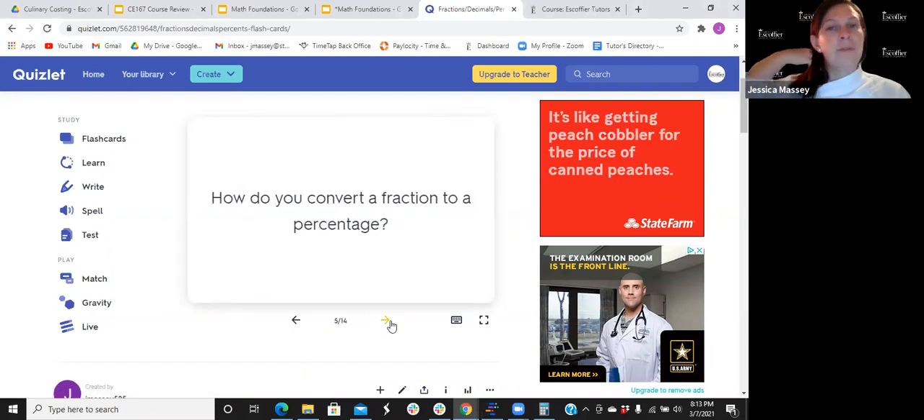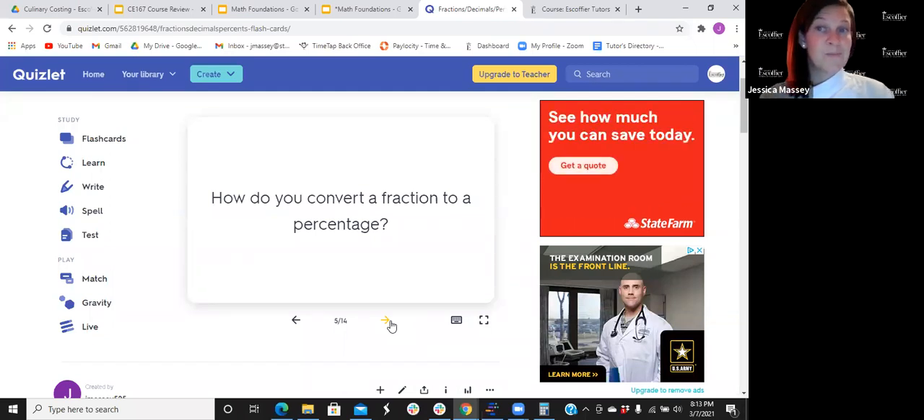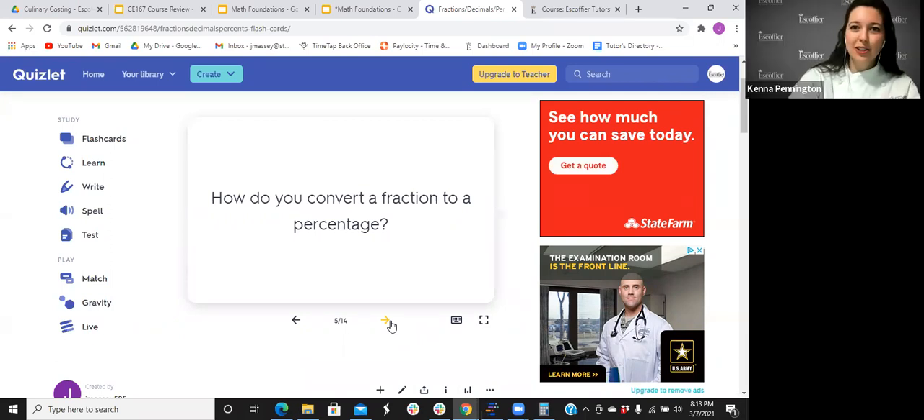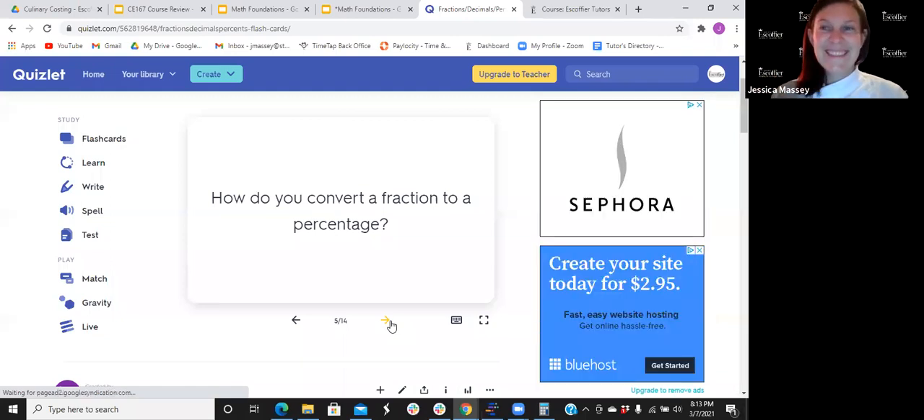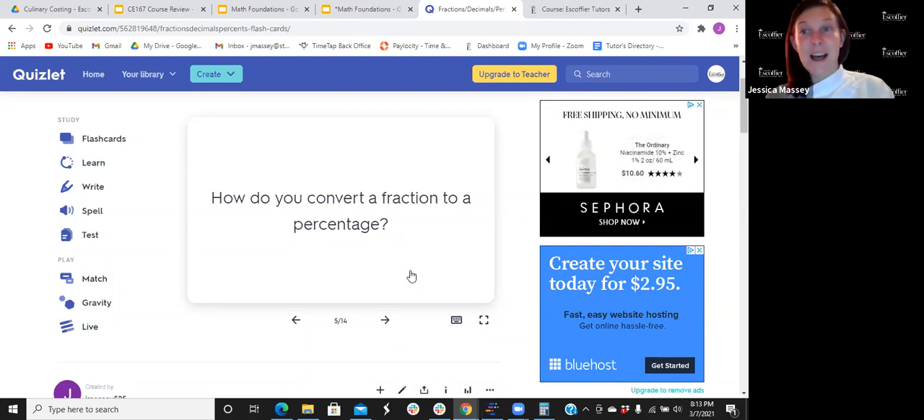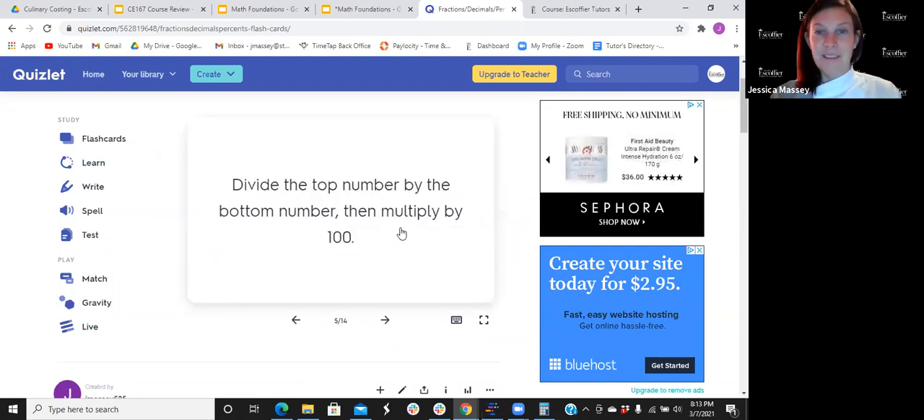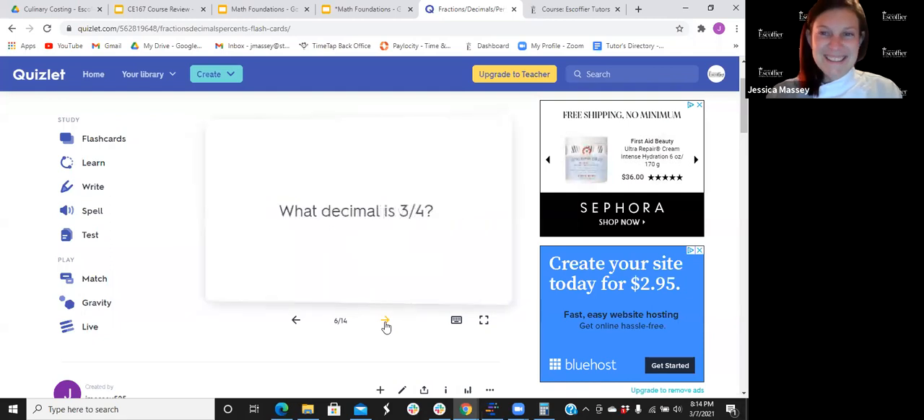How would you convert a fraction to a percentage? Uh-oh, she asked a question with an open-ended answer. Seeing if anyone's paying attention. Would you maybe divide that top number by that bottom number and then multiply it by 100? Maybe. I think you should. Yes, that's great.